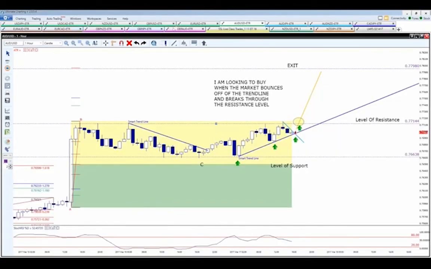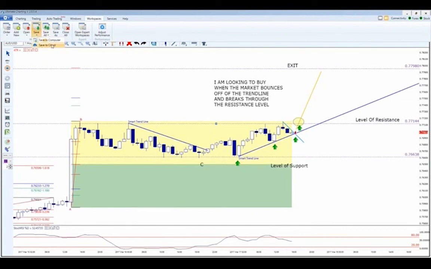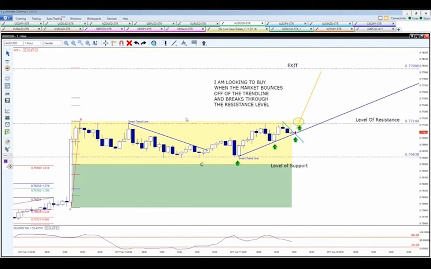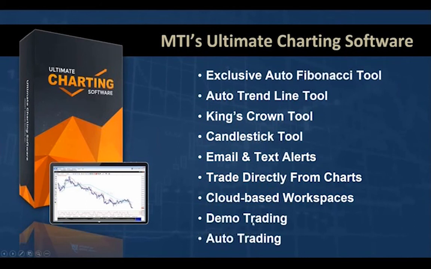Those of you that ask about these workspaces, the neat thing is that you can use this charting software maybe on your desktop in your office, or on a laptop at home. You can save these workspaces to your computer or to the cloud and access them anywhere you are. So a lot of neat built-in features here. We also have the ability to do demo trading. We'll teach you how to set up a demo trading account, and we even have auto trading abilities right from the chart as well.